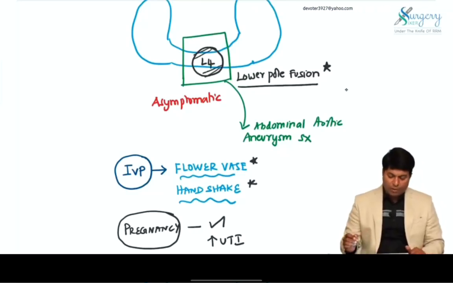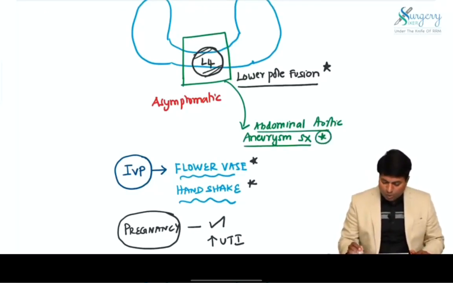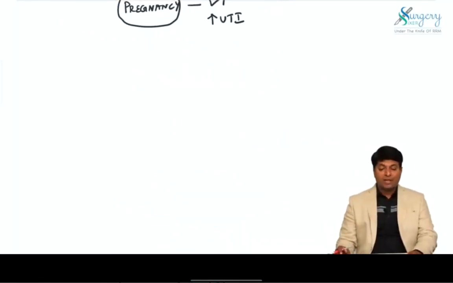The fusion is at the level of L4. The isthmus is cut only in surgery for abdominal aortic aneurysm cases. Only in abdominal aortic aneurysm cases do we cut the isthmus. Please don't forget this point. Okay, so this is very important. Horseshoe kidney, 1 in 1000.